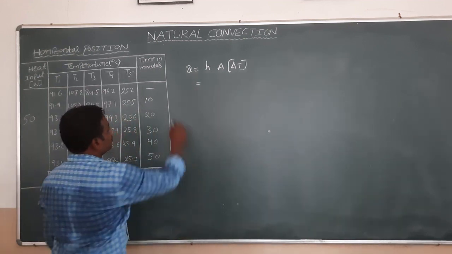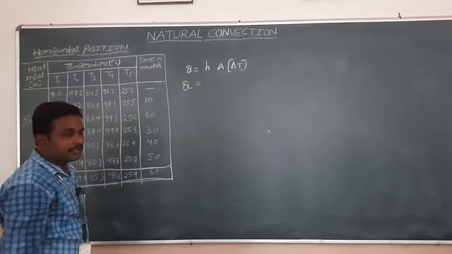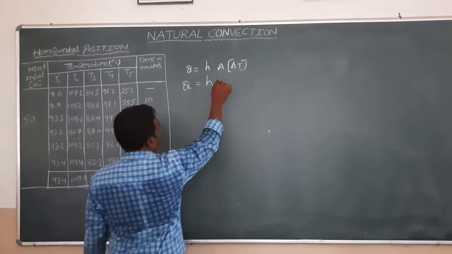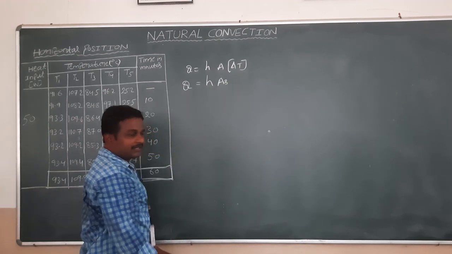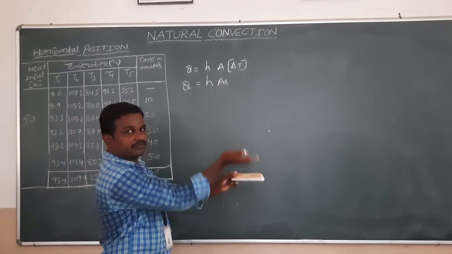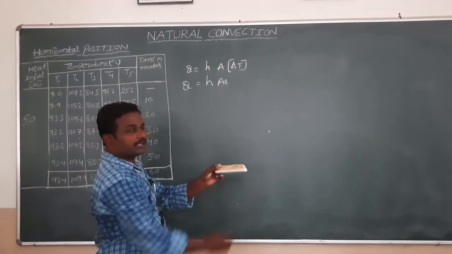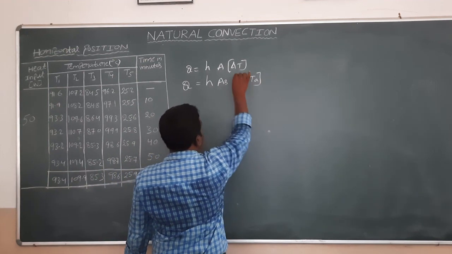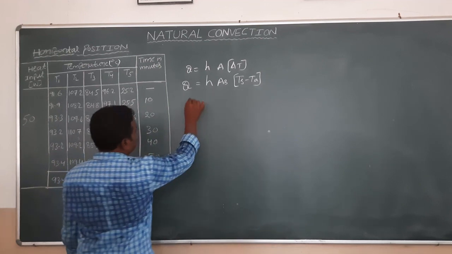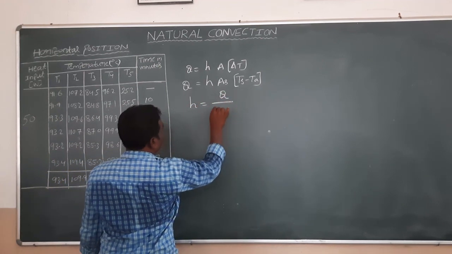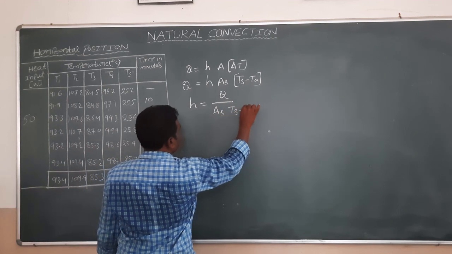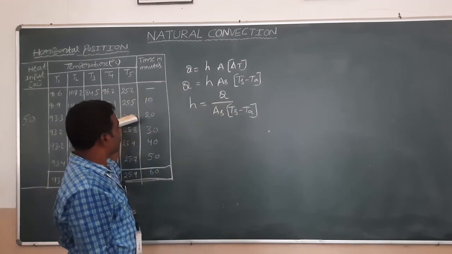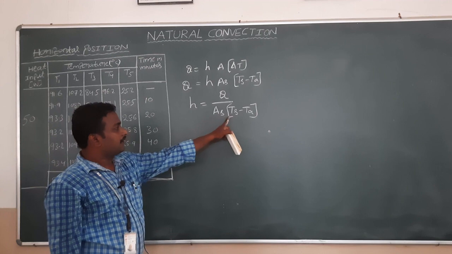Here Q means whatever heat input is given to the system, and h is the heat transfer coefficient. We need to calculate that heat transfer coefficient and substitute the surface area here, because heat is transferring along the direction of the surface only. Here heat is not transferring across the cross sectional area. And temperature difference means surface temperature and ambient temperature here. So, h is equal to Q by A_s into surface temperature minus ambient temperature. Here the Q value directly came from the table, and we need to find out the surface area and temperature difference.